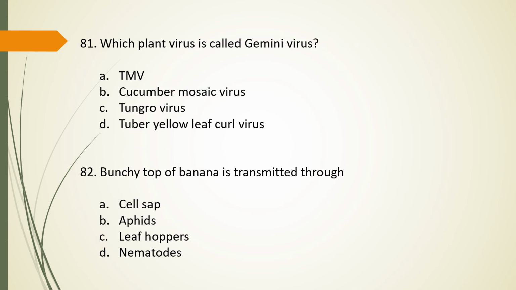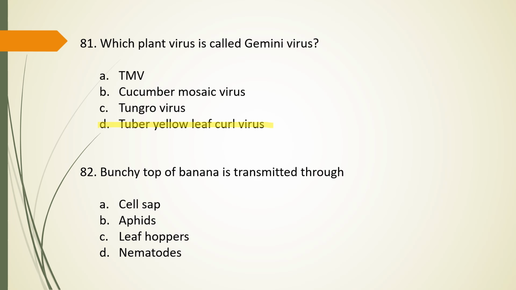Question number 81. Which plant virus is called Gemini virus? Option A, TMV, B, cucumber mosaic virus, C, Tungro virus, D, tomato yellow leaf curl virus. The correct answer is option D, tomato yellow leaf curl virus. It is a virus that infects over 30 types of plants but is most known for causing significant losses in tomato yield.